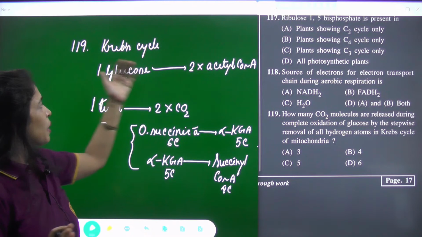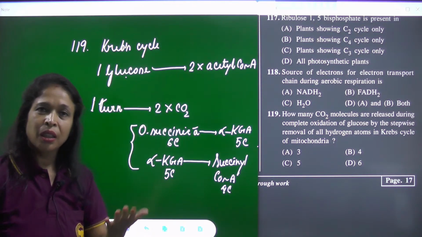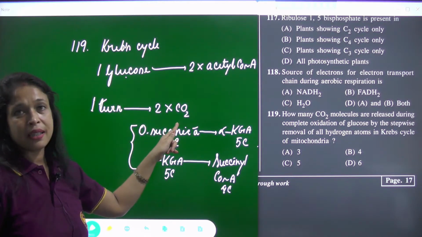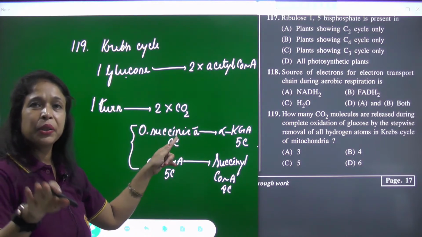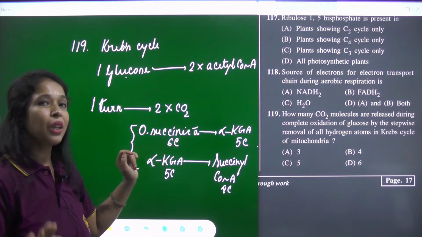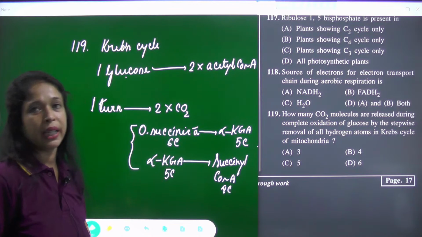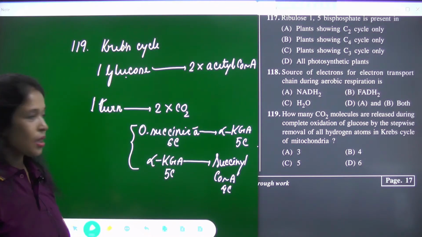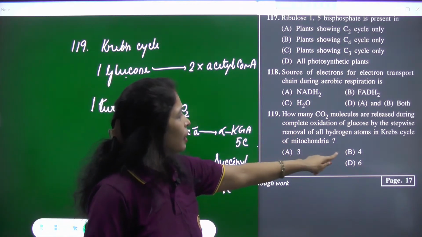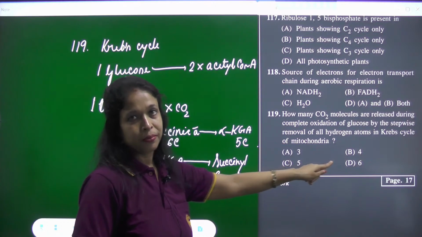So, 1 glucose means how many turns? 2 turns. So, how many CO2 will be released in total? 1 turn, 2 molecules of CO2. 2 turns means simply it is 4 molecules of carbon dioxide. Got it? So, what will be the answer? That is second option, 4.